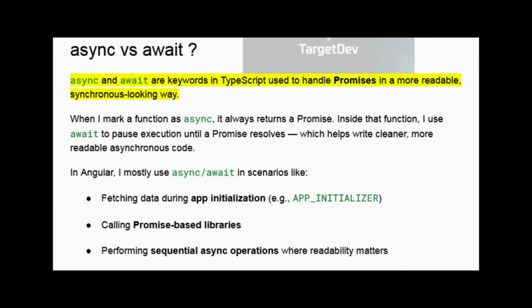What is async and await in Angular? Async and await are keywords in TypeScript used to handle promises in a more readable, synchronous-looking way. When I mark a function as async, it always returns a promise. Inside that function, I use await to pause execution until a promise resolves, which helps write cleaner, more readable asynchronous code. In Angular, I mostly use async/await in scenarios like fetching data during app initialization, for example APP_INITIALIZER, calling promise-based libraries, and performing sequential async operations where readability matters.